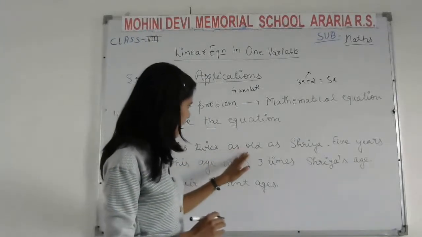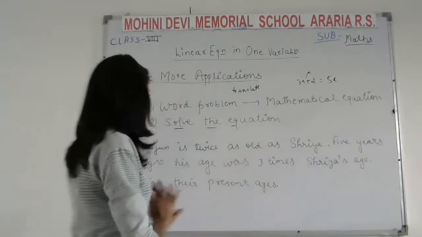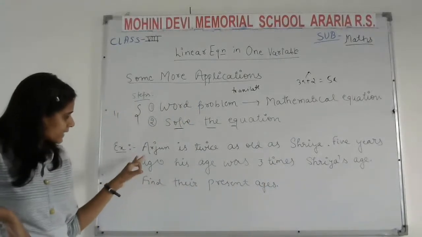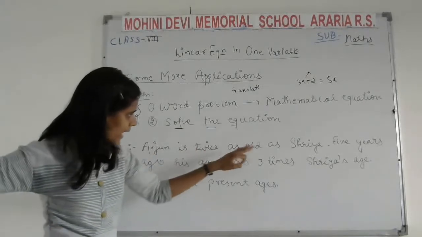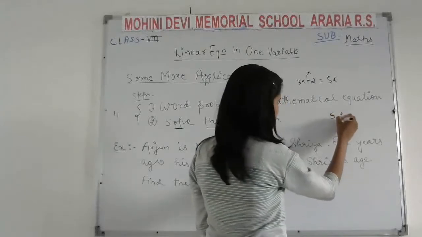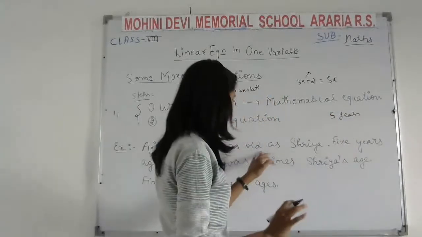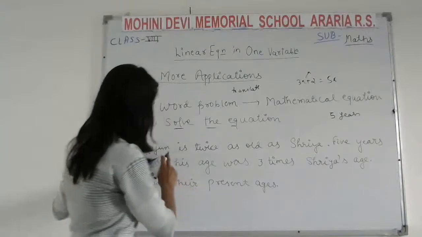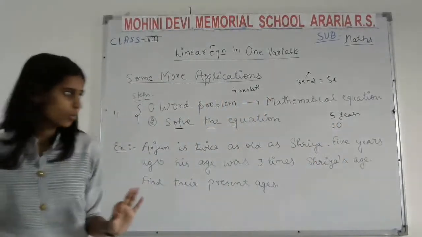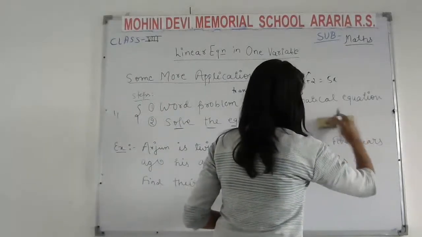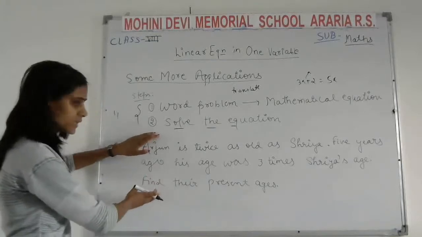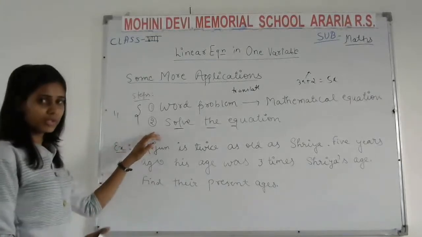Arjun is twice as old as Shriya. Here we don't know Arjun's age or Shriya's age, but the statement says Arjun is twice as old as Shriya. Like, if Shriya is 5 years, let's suppose, Arjun being twice means Arjun will be 10 years. But we don't know the age of Shriya or the age of Arjun. So by analyzing these relations in the question, we will try to form an equation. Okay?